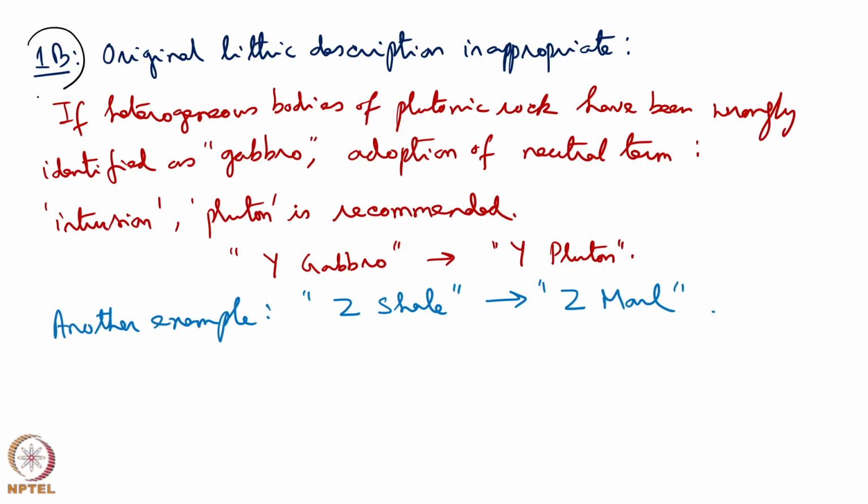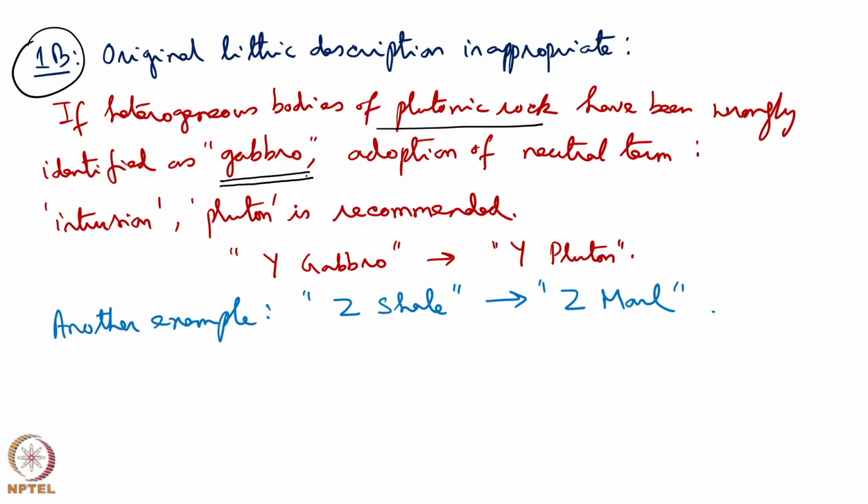Another way of redefinition is that when the original lithic description is inappropriate. Let us take an example. Suppose for some plutonic rock, earlier geologist has studied few sections, hand specimen and thin sections, and has designated it as a gabbro.